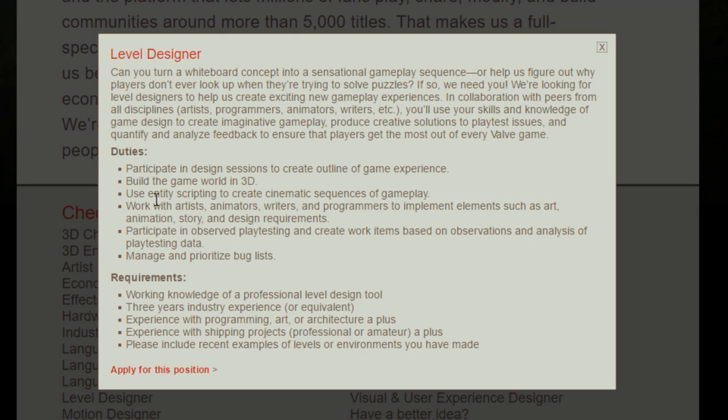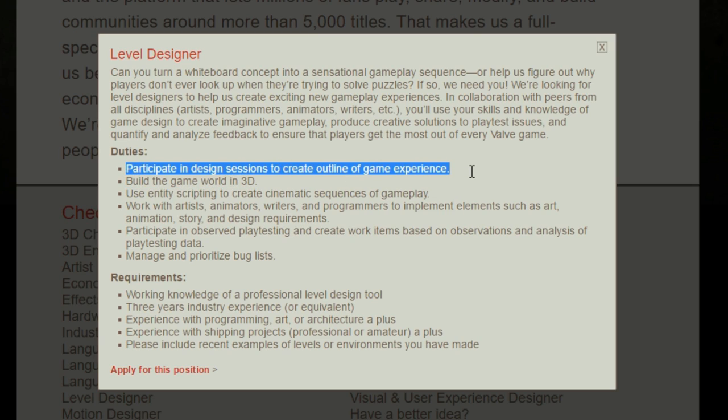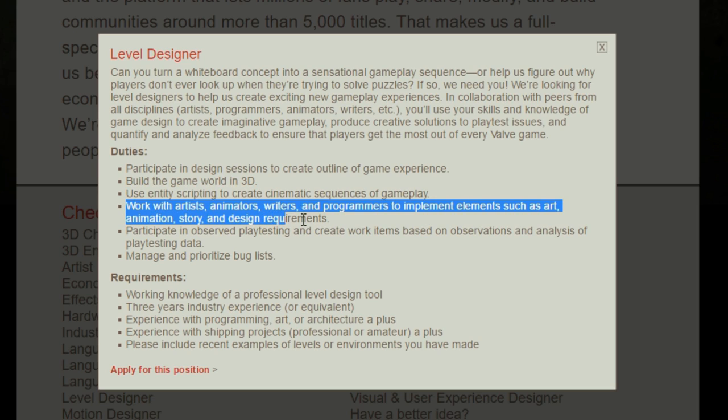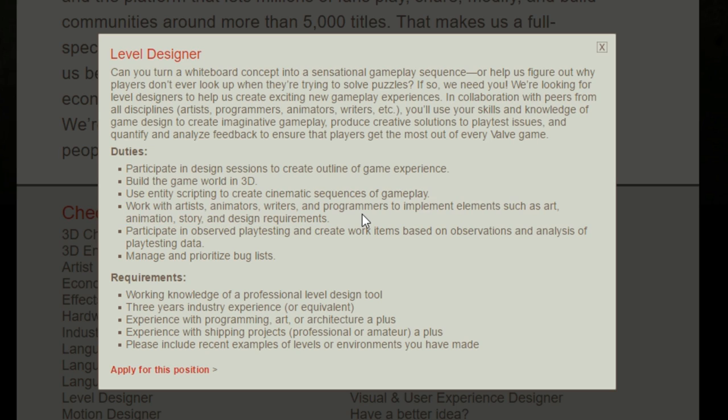Next, let's look at this one from Valve, which is also always up. So the duties section here says that working at Valve will require you to participate in design sessions to create the outline of game experience. Well, that's interesting. They also expect level designers to build the game world in 3D and use entity scripting to create cinematic sequences of gameplay. Hey, scripted sequences, remember those? You'll work with artists, animators, writers, and programmers to implement elements such as art, animation, story, and design requirements, which explains not only the importance of communication, but why it's needed.